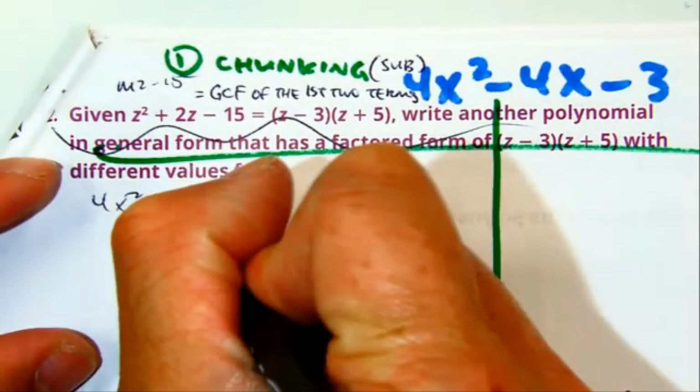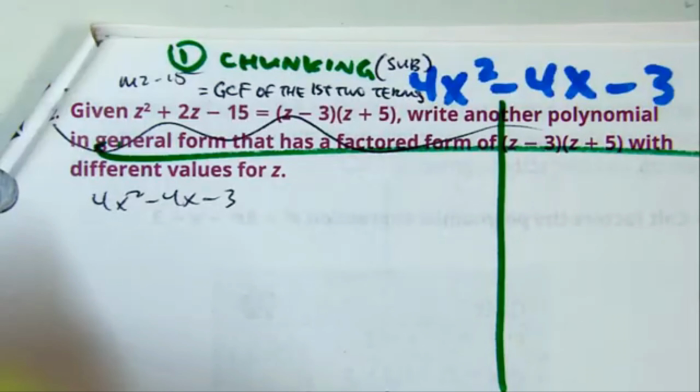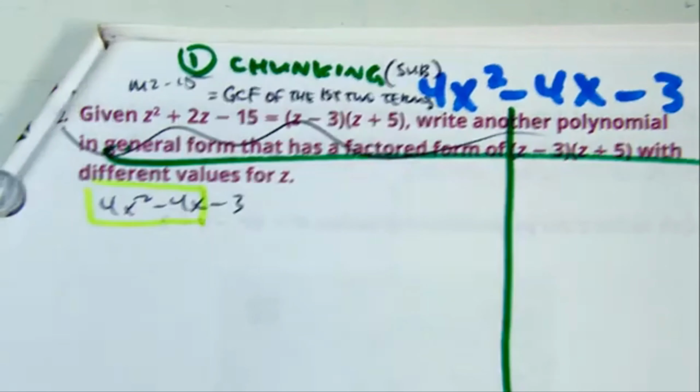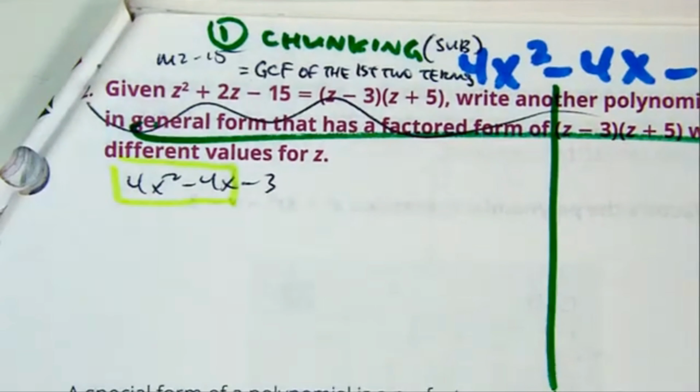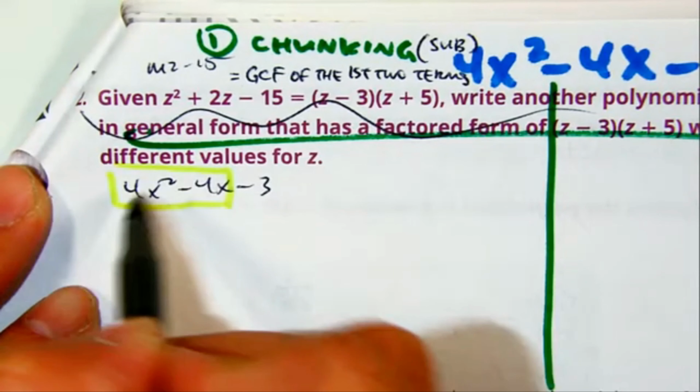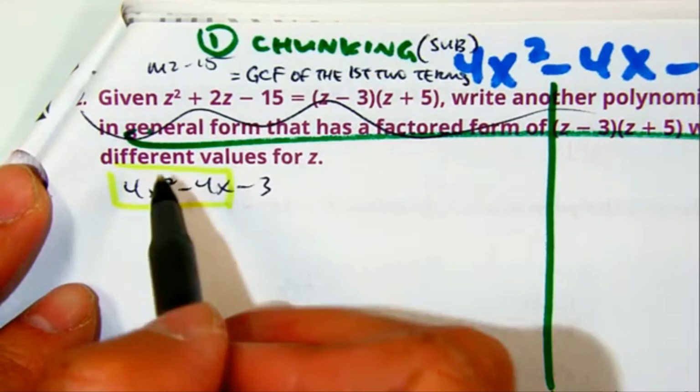Partner A, tell partner B, what is your GCF of the first two terms? Ready, set, go. Okay, so you guys recognize they both have a 4x. Now be careful now. If I look at these two, I recognize that yes, 4x is probably the greatest common factor.